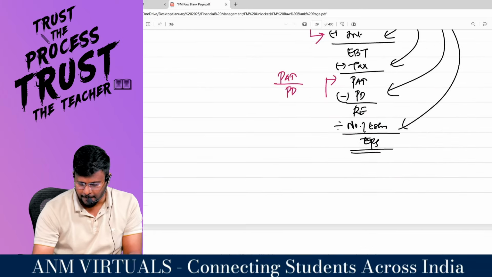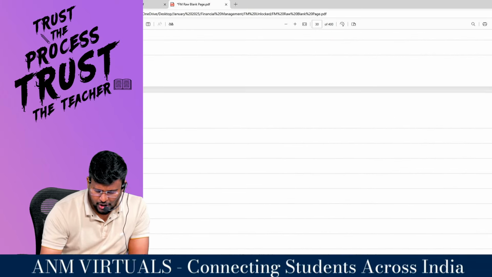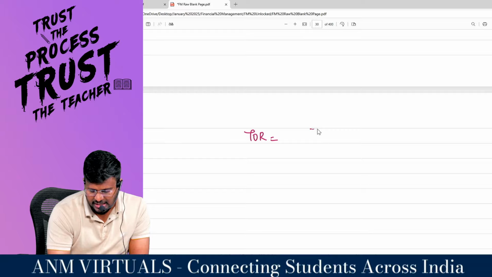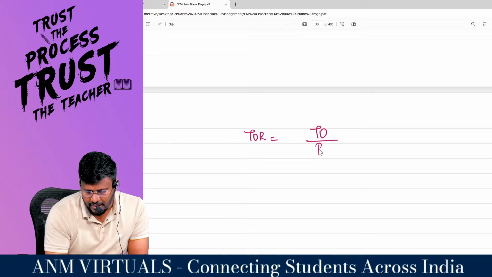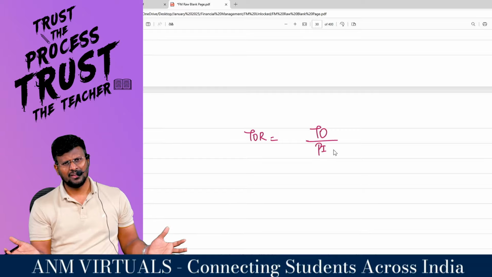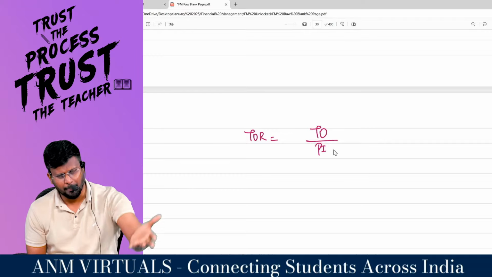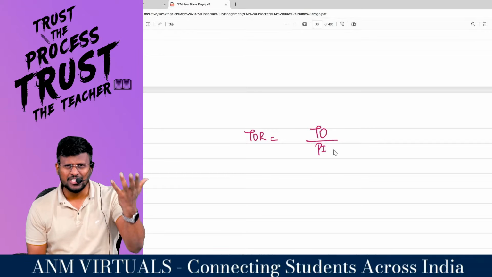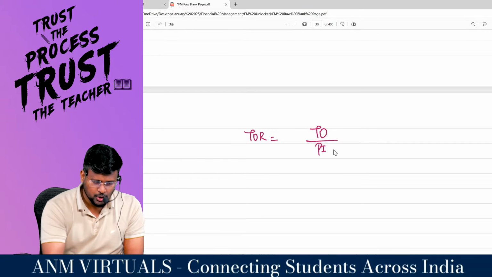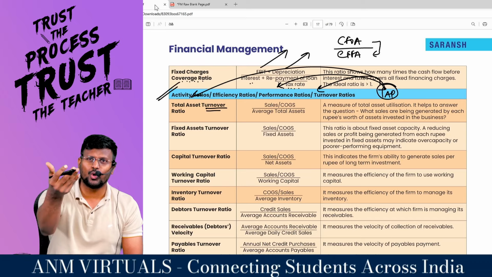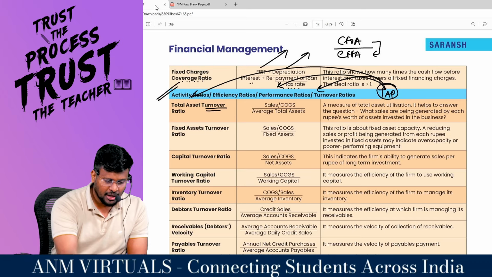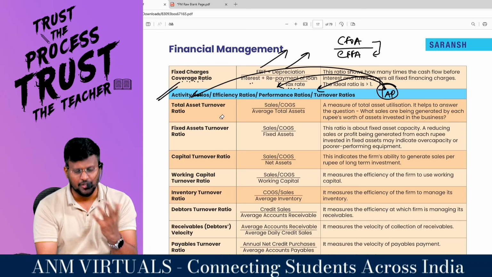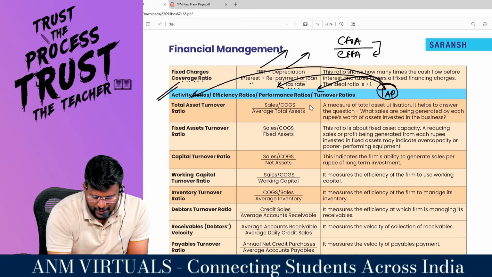I will tell you one thing. Turnover ratio is equal to turnover by that particular item. That's it. Always keep the turnover on top. Because we started with sales minus variable cost, contribution, like that. So, any turnover ratio is turnover divided by the particular item. Now, you tell me, total asset turnover ratio. What is the formula? Sir, sales divided by total asset.